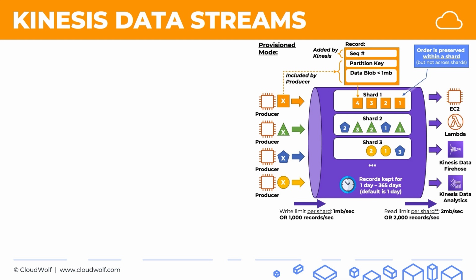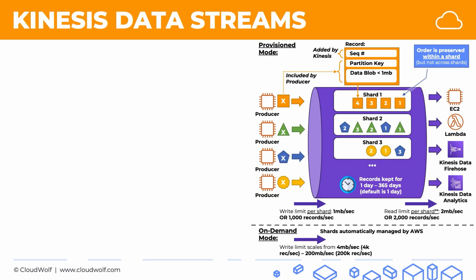Now, there's a second mode for Kinesis Data Streams, and that is the on-demand mode. Here, you don't need to provision shards yourself. Shards are automatically managed by AWS, and you should use this option when you don't know in advance how much throughput you will need, when it needs to scale up and down. So basically, the write limit will scale from 4 megabytes per second to 200 megabytes per second, and the read limit will also scale and will be at least twice the write limit.